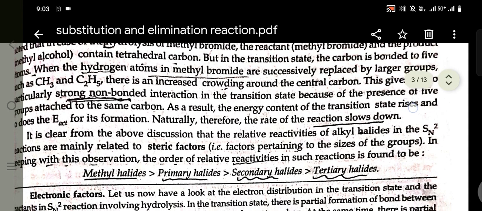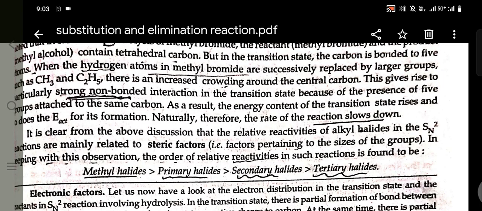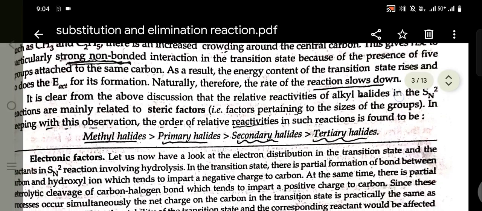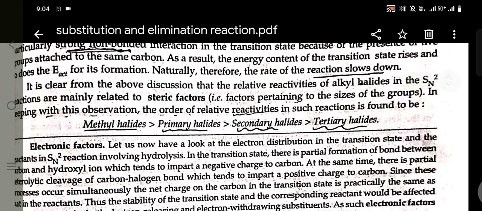It is clear from the above discussion that the reactivities of alkyl halides in the SN2 reaction are mainly related to the steric factors, namely the size of the groups. In keeping with this observation, the order of relative reactivities in such reactions is found to be methyl halides, then primary halides, then secondary halides, then tertiary halides.